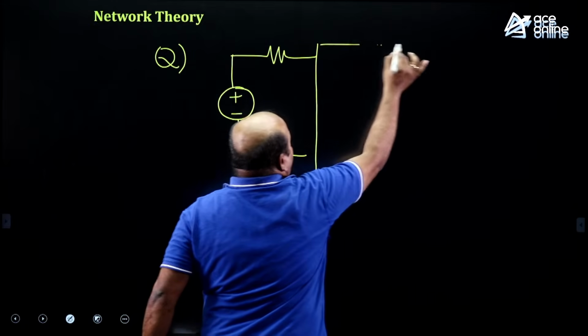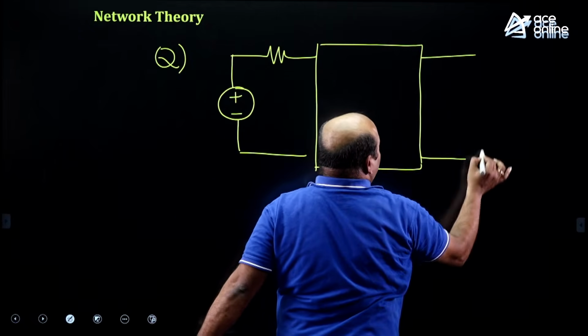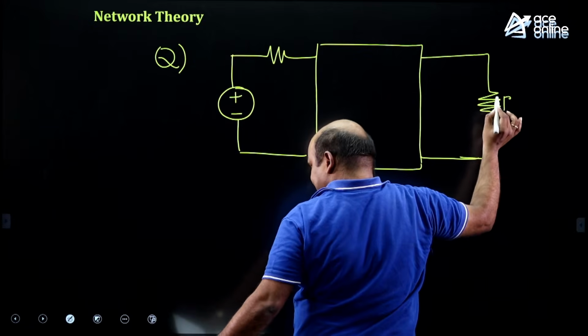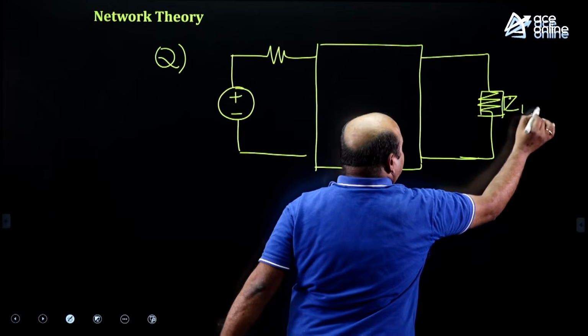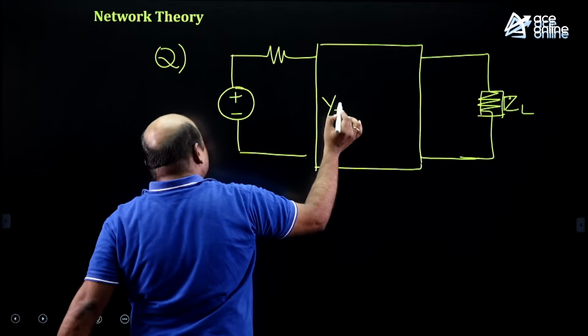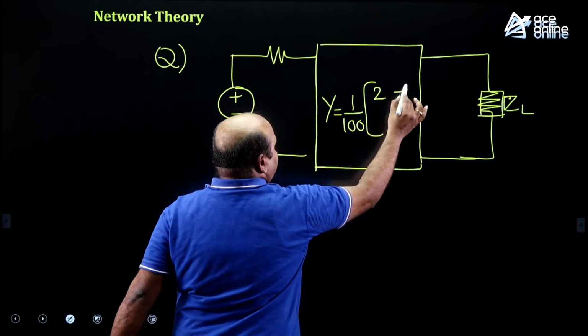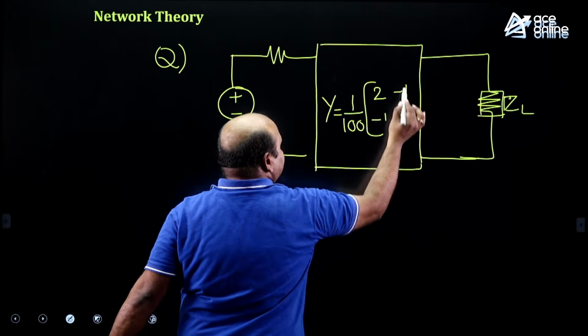For the input side, a voltage source with series resistance is connected, and at the output side, a load is connected. That is ZL, given as ZL here, not RL. Here the Y parameters matrix is given, that is 1 by 100 times 2, minus 1, and 4 by 3.